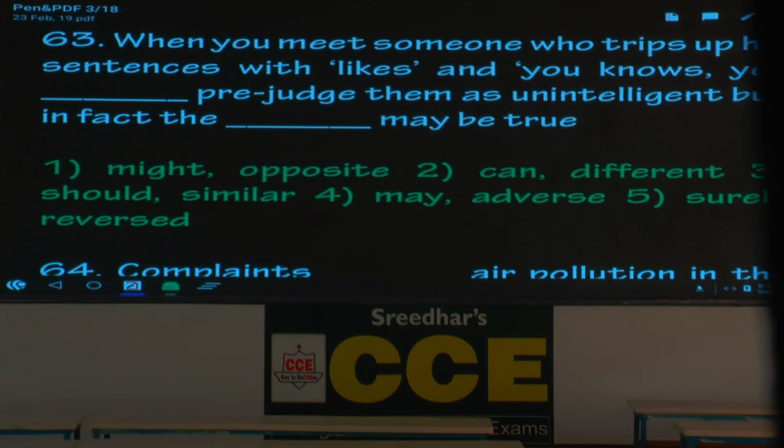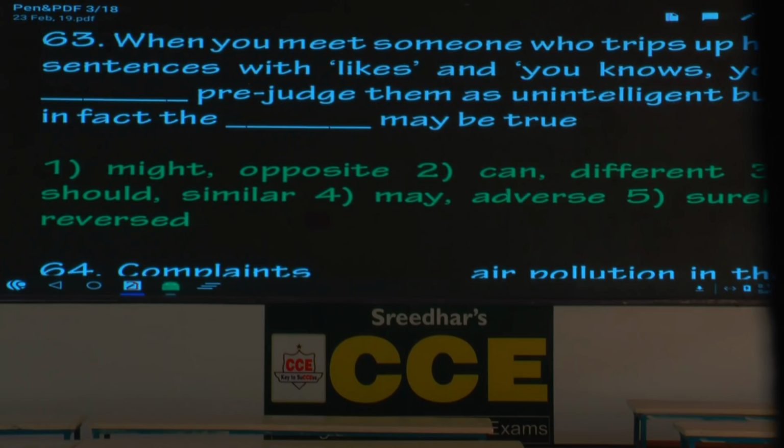The first option is absolutely right, but we'll check other options. You can prejudge, cannot be used, and you should also cannot be used. This can be used. You may prejudge them as unintelligent, but in fact, the adverse, please write the meaning of the word adverse. Adverse means negative, negative. And write the combinations. Adverse report. Police, when they come for verification, sometimes they write adverse report. What is the combination word? Report. Adverse report means negative report.